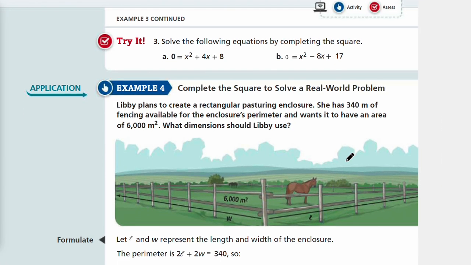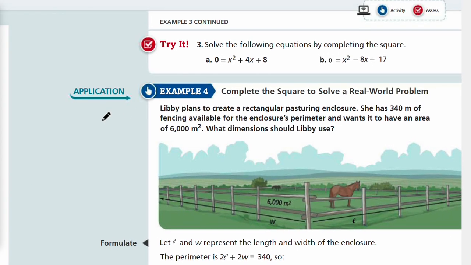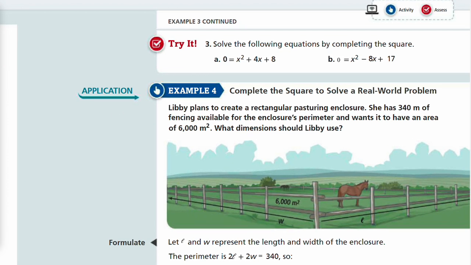Let's look at try number 3 on the next page. Solve the following equations by completing the square, A and B. Pause the video and see if you can solve this by yourself, and come back when you're ready for answers. Okay, are we ready? All right, so the process that we just looked at, completing the square, would be the process that you want to use here, right?